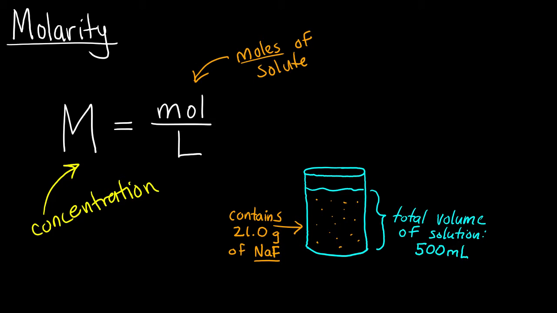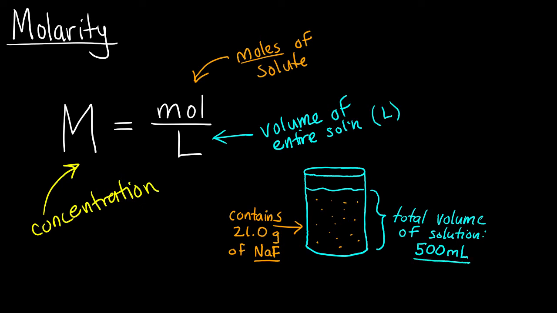The volume, which usually will be written with an L in the denominator, is the volume of the entire solution, which will usually be nearly the volume of water. However, it's important to note that you need to consider only the volume of the entire solution. So, volume of entire solution, expressed, of course, in liters. In the example here, we have 500 milliliters, which would be 0.5 liters.